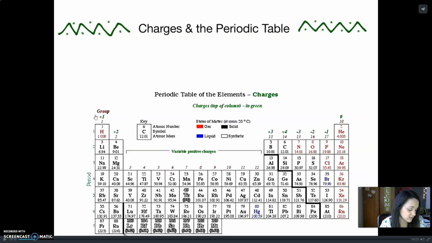Lastly, lithium and sodium, right here. Lithium and sodium, they're both in the same group. That means they both have what in their valence shell? They have 1 valence electron because they're in group 1. Lastly, the noble gases, remember these guys over here. They have 8 valence electrons. They are all non-reactive. They do not react with anything else. They are full. So they will not form ions. There will be a 0 ion there.